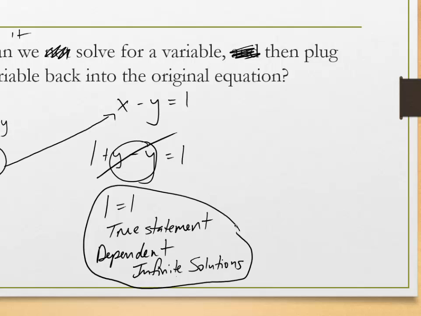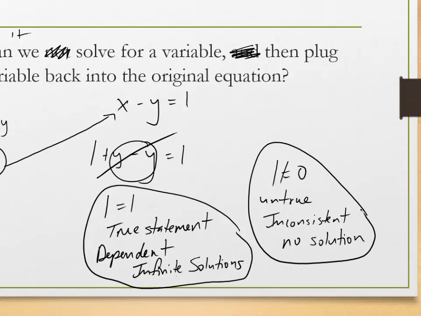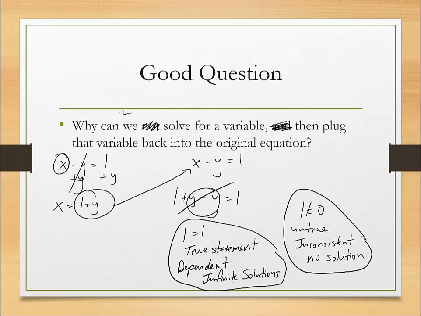Now, what if we have an untrue statement? What if we have 1 equals 0? Okay, so that's going to be untrue. And whenever you have an untrue statement, so 5 equals 0, 6 equals 4, those are untrue, those don't equal each other, then that means we have an inconsistent system, and there is no solution. Okay, moving on. Pause if you need to keep on writing.